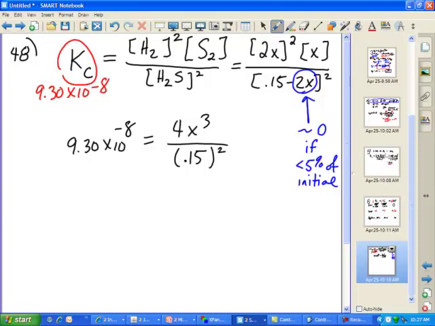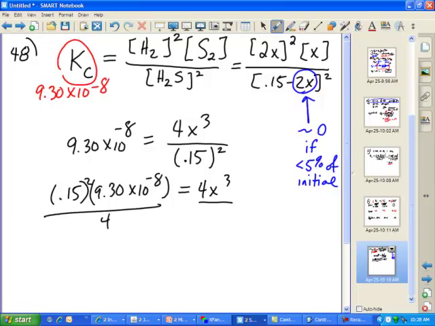Alright, so to make a long story short, without spending time to work out all the math there, I did this in advance. Or do you want to see all the steps? There's quite a bit of stuff that happens here. I do 0.15 squared times 9.30 times 10 to the negative 8, so I'm just rearranging now, equals 4x cubed. Then I divided both sides by 4, so then I get x cubed equals 5.23 times 10 to the negative 10, and then I take the cube root of that.